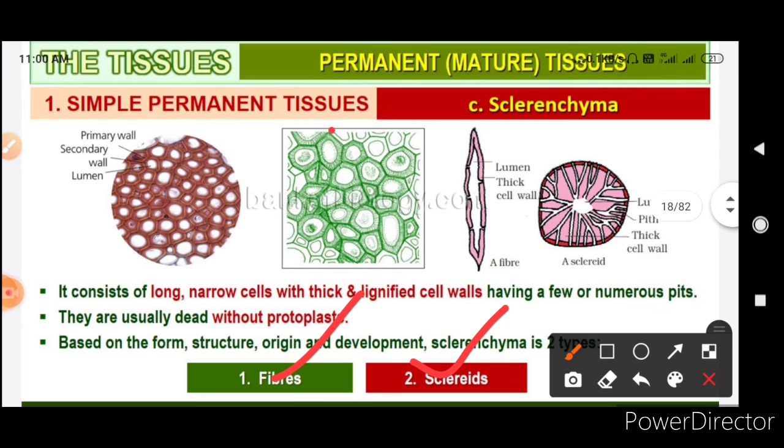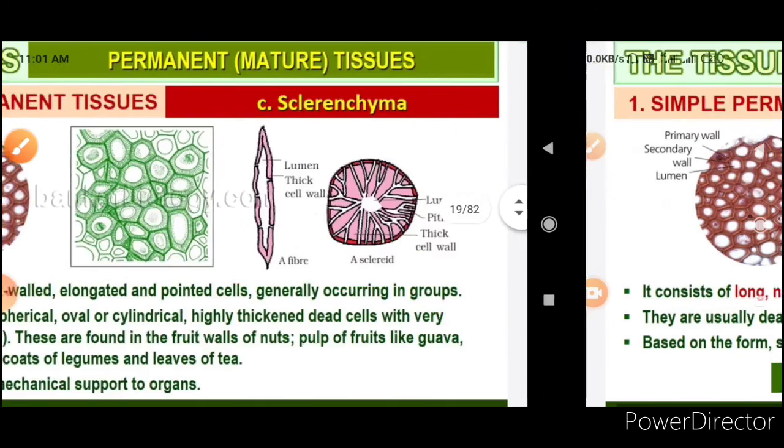You can see here the green part is nothing but the deposition, because these cells are long and narrow and they have thick and lignified cell walls. They have a few or numerous pits. You can see here the pit formation in this, and they are dead without protoplast. Based on structure, origin and development, they are the fibers and the sclereids. Now they will form the mechanical part in the plant, which will provide support to the cell.